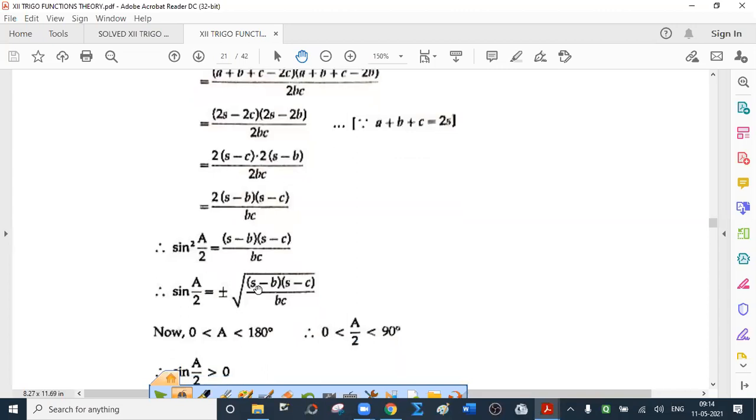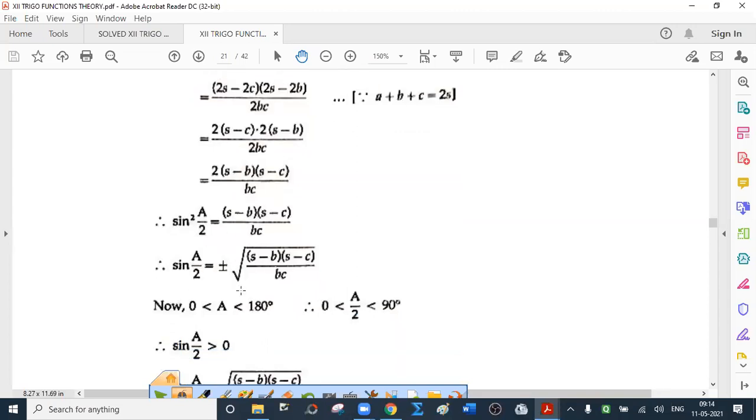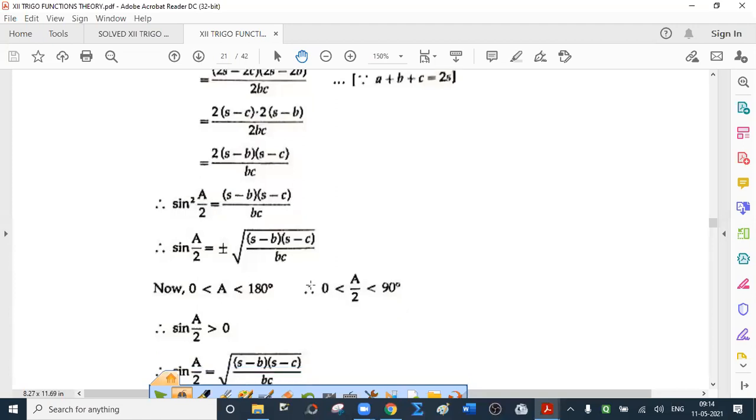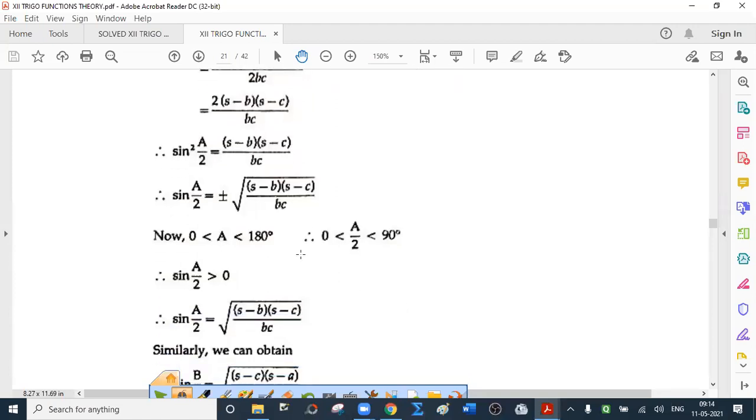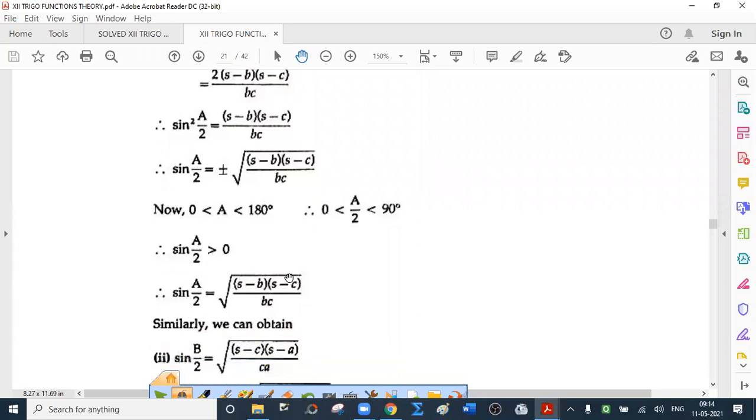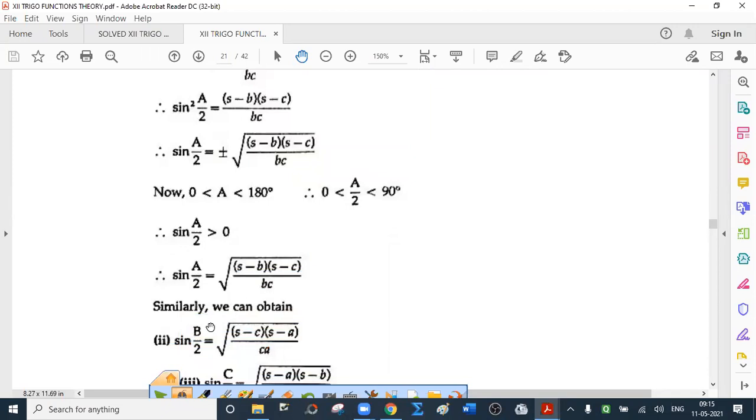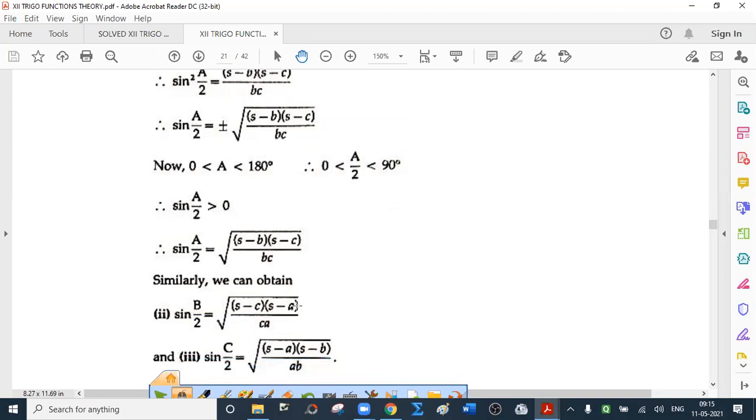Take roots on both the sides. Initially, we will say plus minus, but A happens to be the angle of a triangle. So it lies between 0 and 180 degrees. So A by 2 has to lie between 0 and 90 degrees. Means first quadrant. So the sine ratio is positive. So finally, sine A by 2 is plus root of S minus B into S minus C upon BC. By making cyclic changes, what will be sine B by 2? Root of S minus C into S minus A upon CA, and sine C by 2 is root of S minus A into S minus B upon AB.